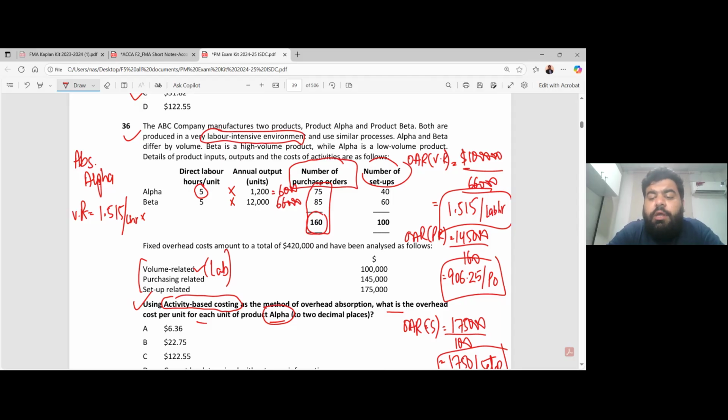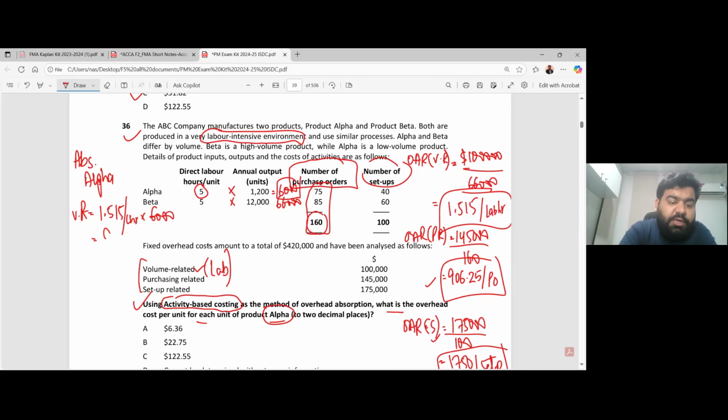But obviously, in ABC, I've told you don't calculate per unit first, calculate in total, because other overheads we can't calculate per unit. So we'll calculate the total at once for all the overheads and after that we'll divide by units to calculate per unit. So just multiply it with alpha's total labor hours, that was 6,000, into 1.515. It is 9091.